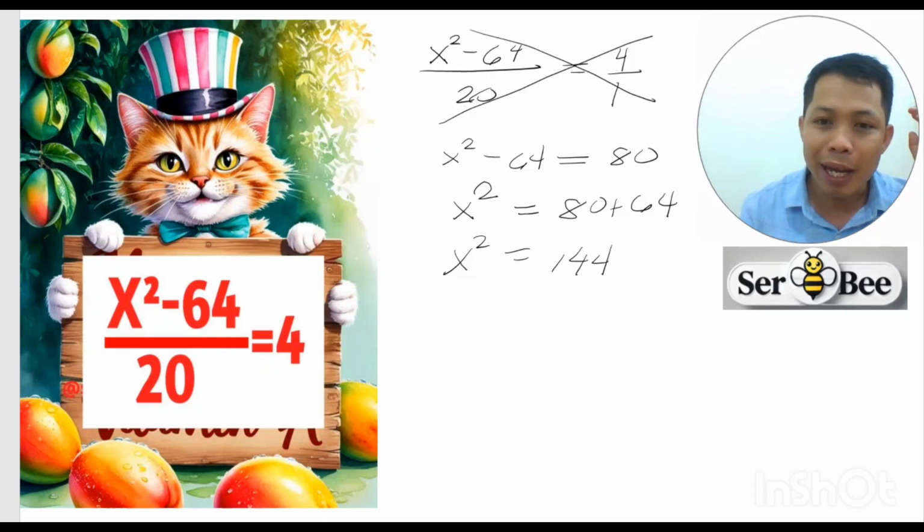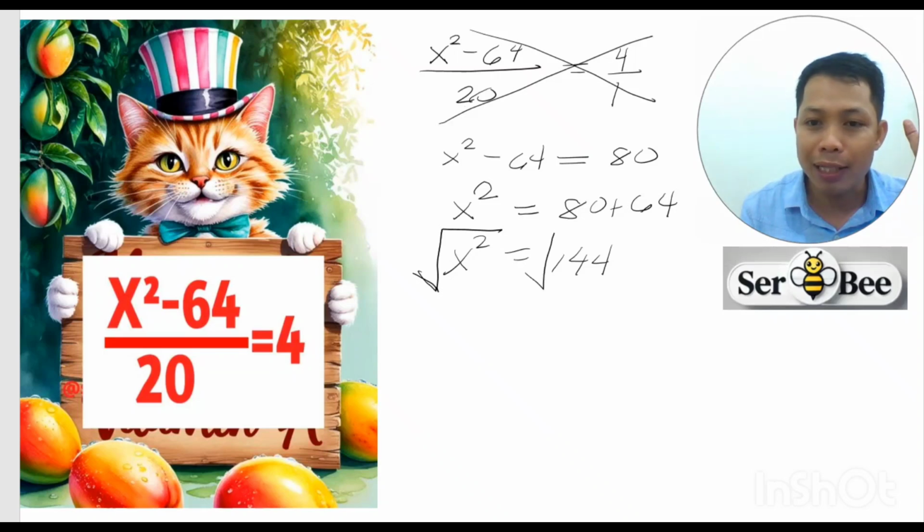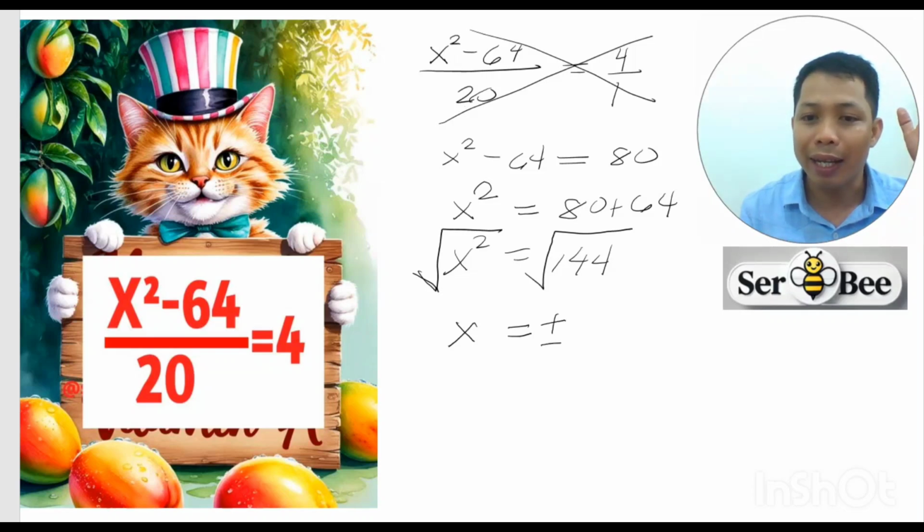Now, since the left side is x squared, to solve for the value of x, we need to extract the square root of x squared as well as 144. Extract the square root of both sides of the equation. So x equals, since we extract the square root, we will have answers positive and negative. The square root of 144 is simply 12.